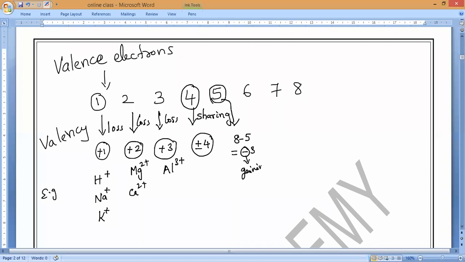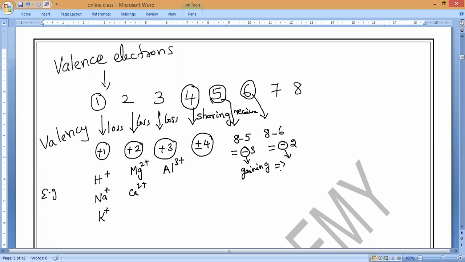Please respond. Understand? Next, if we take 6, which principle will we apply? The octet rule. 8 minus 6 is equal to minus 2. So what does minus indicate? Minus indicates receiving, accepting or gaining electrons. Understand? So receiving electrons or accepting electrons.